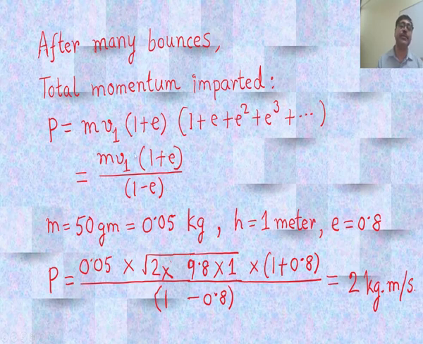And that's it. We can now put the values of e, m, v1 and everything else. You will get the value of capital P. So m is 50 gram. We put it in SI unit, 0.05 kg. H is equal to 1 meter and e is equal to 0.8, and g is 9.8 meter per second square. Putting all those values, we have this expression, which is 2 kilogram meter per second.